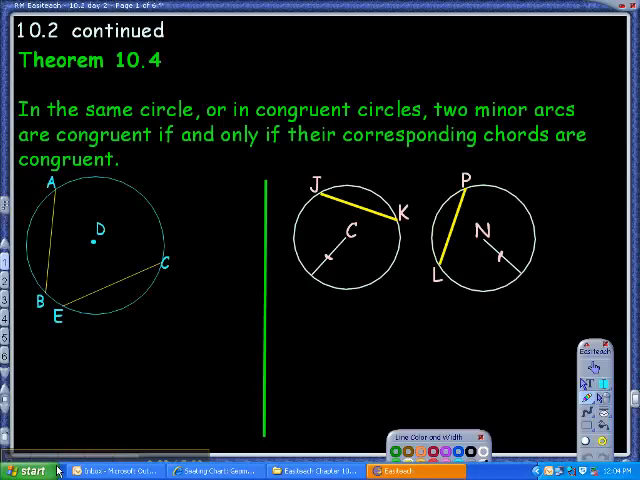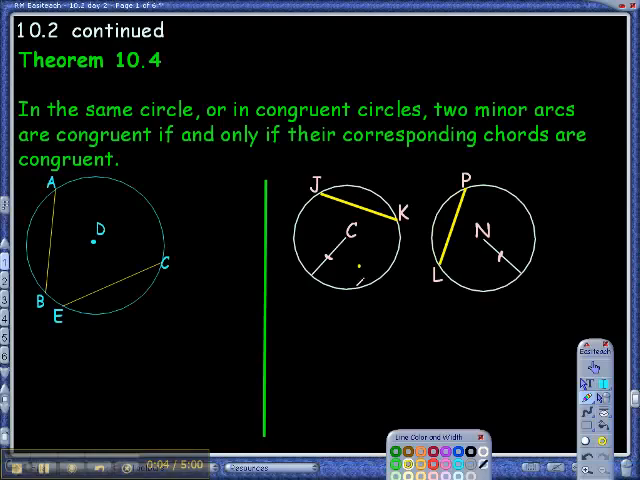Okay guys, today we're going to continue with section 10.2. This was our section again on arcs and chords. Today we've got 4 theorems that we're going to be focusing on. So I just want to make sure that you guys are comfortable with these 4 theorems.